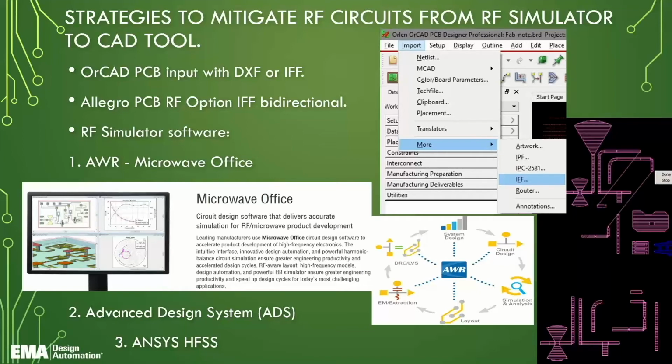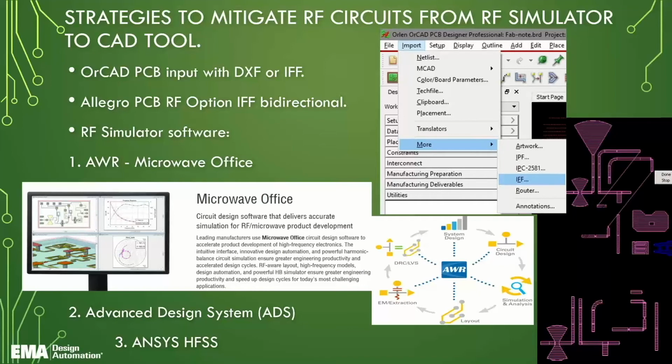So be aware of what product you're designing. Make that known to your fabricator. They are full understanding of what you'll need as far as materials and stuff. So the strategy to mitigate the RF circuit from the simulator tool to our CAD tool. So the OrCAD PCB input allows for DXF or IDF. The Allegro PCB RF option gives you a IDF bidirectional, so you can go either way, in or out.